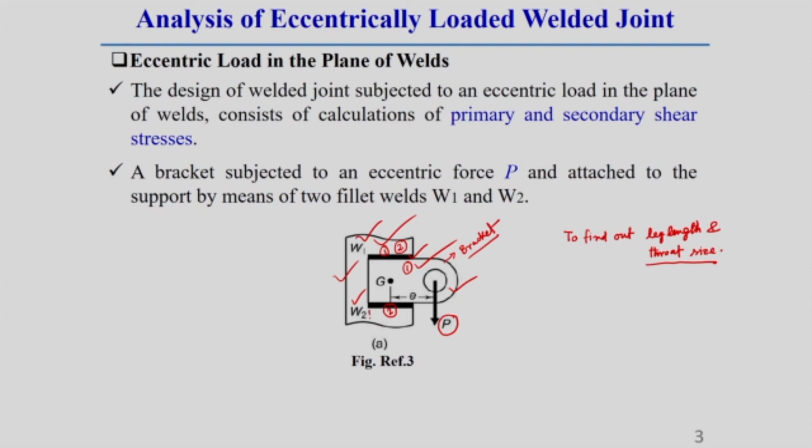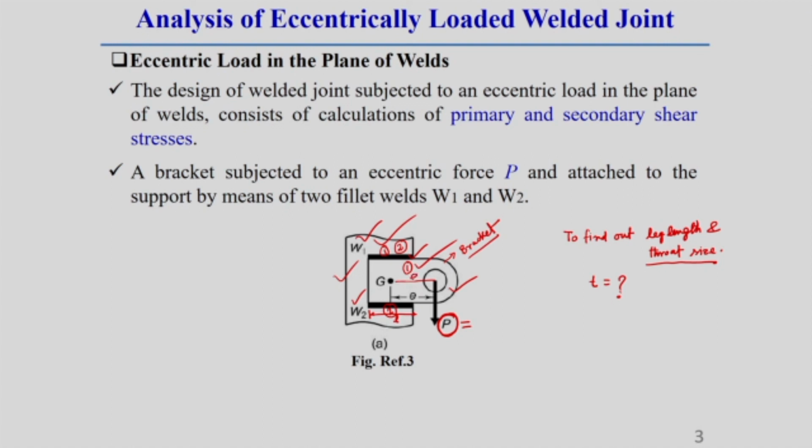Here, the length of the weld is given as L, and the throat thickness we have to find out is T. As I have already told you, this bracket is subjected to a load P. Why is it called an eccentric load? Because this load is not passing through the CG of the weld, as it has a distance from the CG. Let the CG be represented as G. So this load is eccentrically placed.